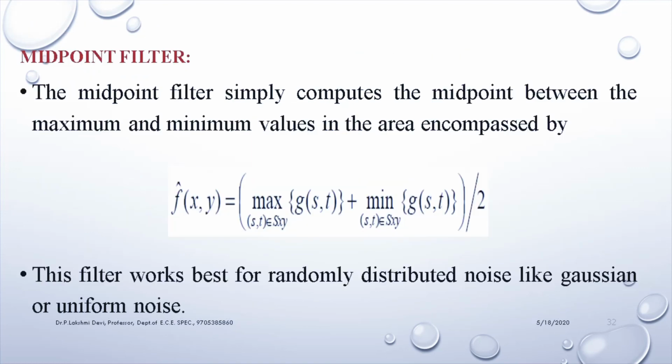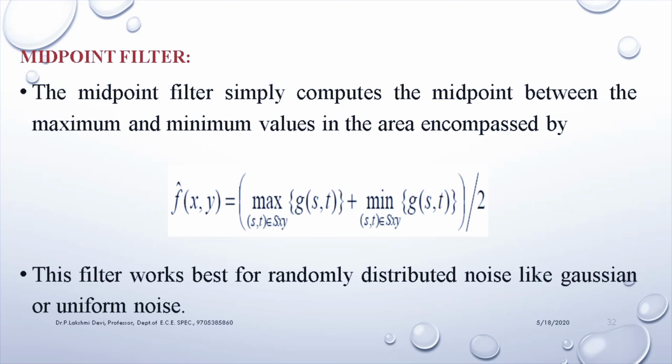The last order statistic filter is the midpoint filter. The midpoint filter simply computes the midpoint between the maximum and minimum values in the area encompassed by the subimage. So f cap of xy equals the maximum value of that list plus the minimum value of the list, divided by 2, gives the midpoint filter. This filter works best for randomly distributed noise like Gaussian or uniform noises. So these are the different types of mean filters as well as order statistics filters which are meant for minimizing random noises that appear in the images.